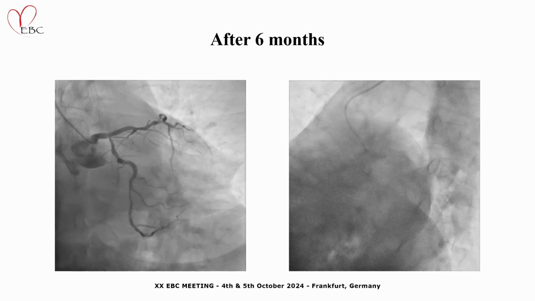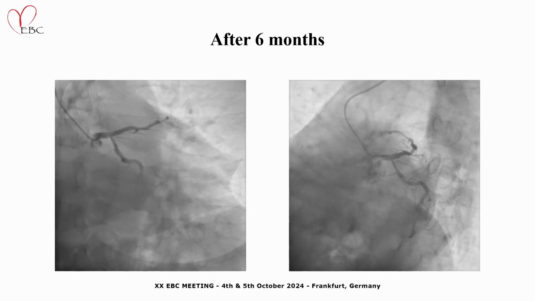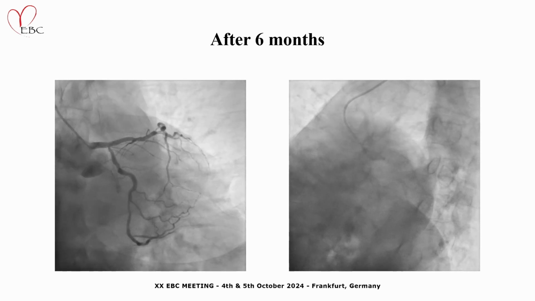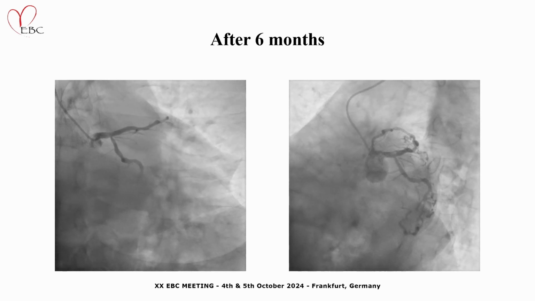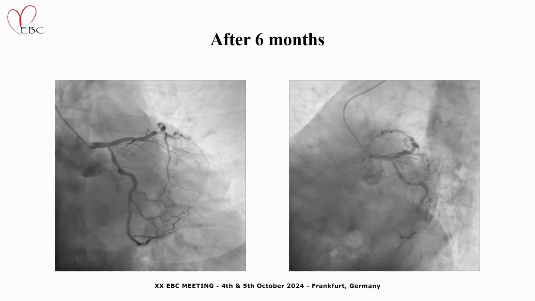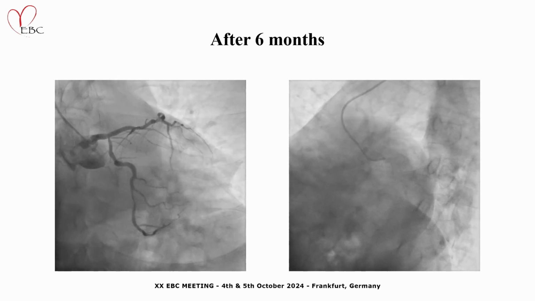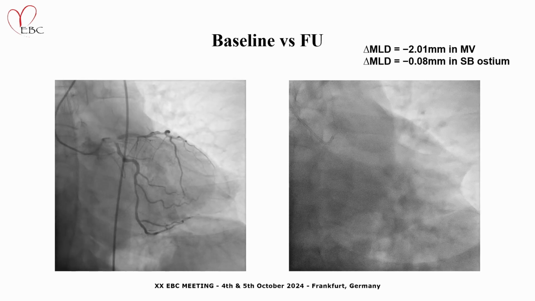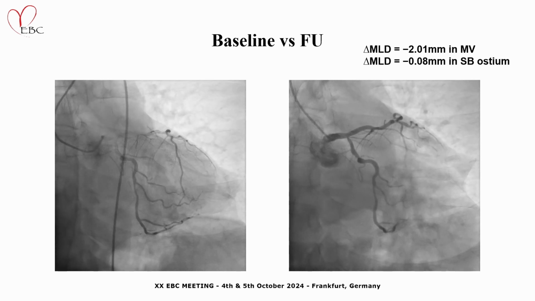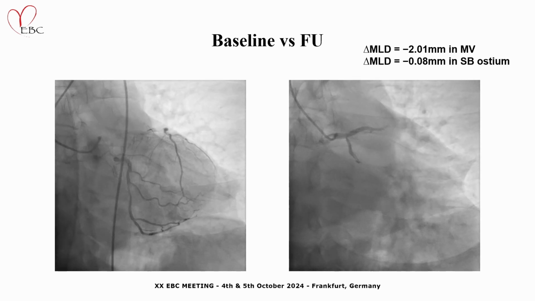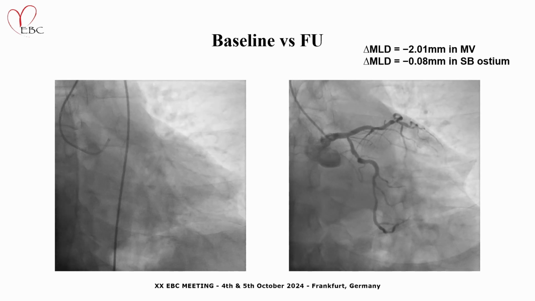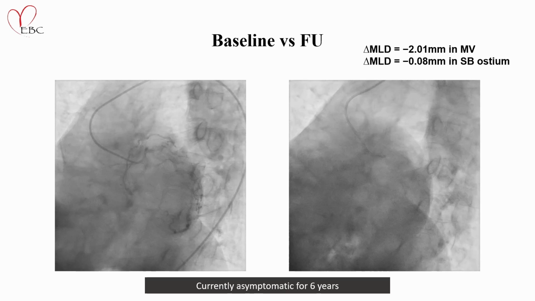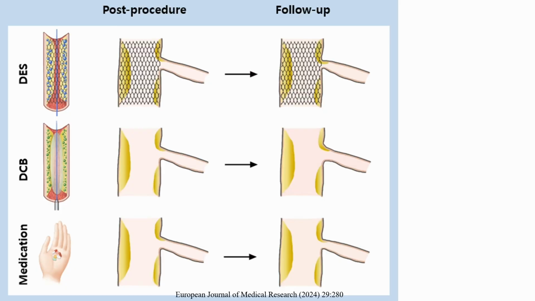This is a follow-up coronary angiogram we performed 6 months later, as per the study protocol. The patient is symptom free. The left main bifurcation remained well patent, like this. Compared to the baseline, the MLD of the main vessel increased by 2 millimeter and the circumflex ostium increased by approximately 0.1 millimeter. This patient has been asymptomatic for the past 6 years.